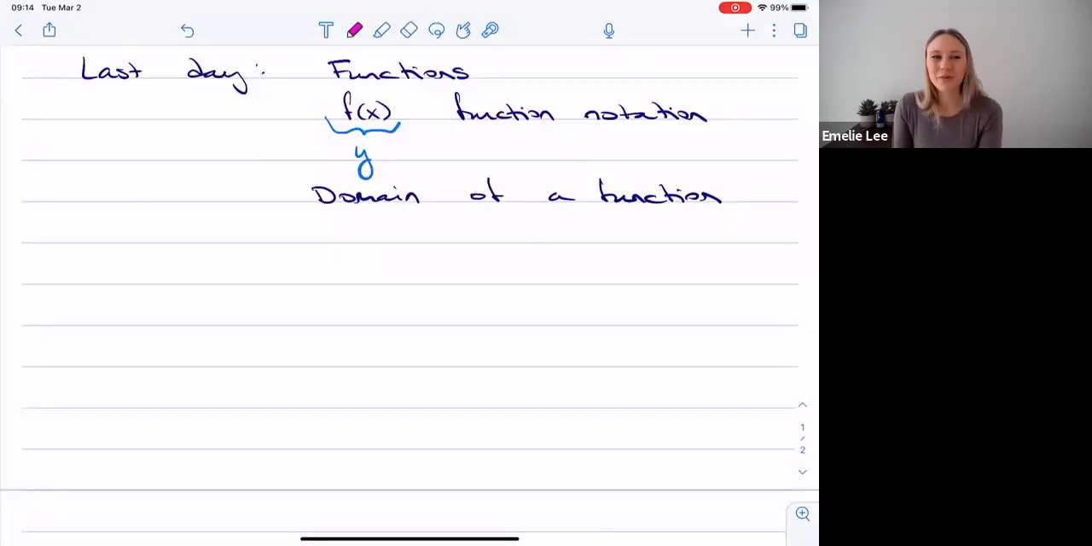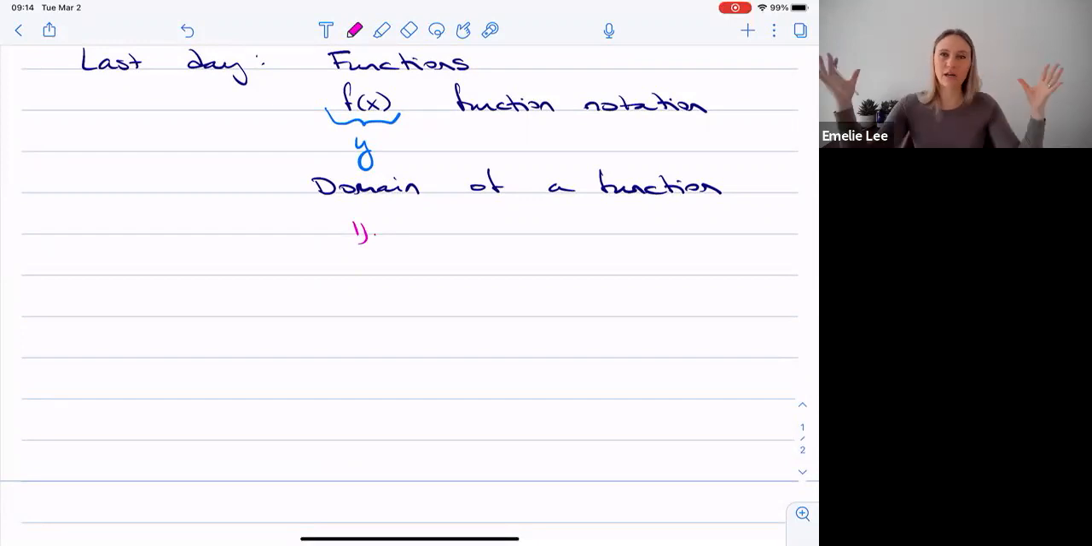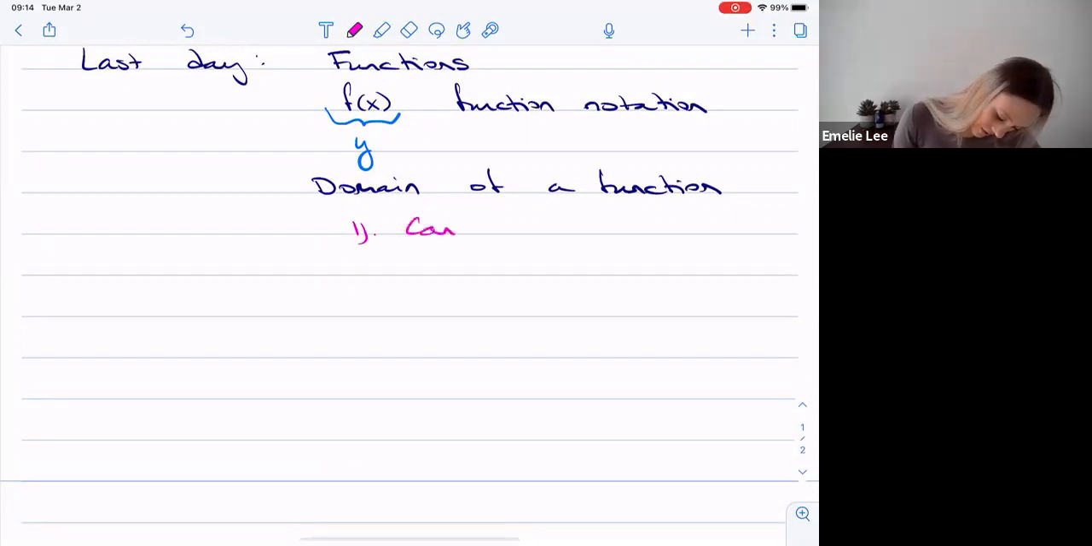And then we talked about the domain of a function. And what do we need to remember about the domain? For now, we only have two things we need to remember. We need to remember we can't divide by 0, and we can't take the square root or the even root of a negative number. I say two things because later on, once we get to chapter 4, we're going to add a third thing. So for now, there's only two things, but be prepared to have more restrictions on the domain.